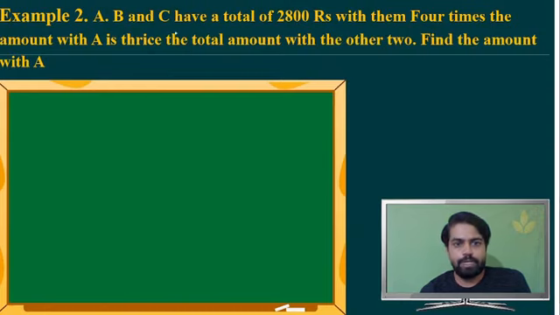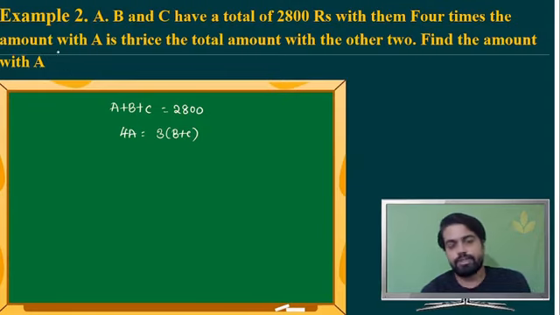So here it is a word problem. A, B and C have a total of 2800 rupees. There are 3 unknowns, so if you want to solve all of the 3, we need to have 3 equations. But what they're asking, let's see. 4 times the amount with A is equal to thrice the amount with the other 2. Who are the other 2? B and C. So we have 2 equations. And what they're asking is only to find A. So I can solve for A alone in this question, but I cannot talk about B and C because we have only 2 equations, right?